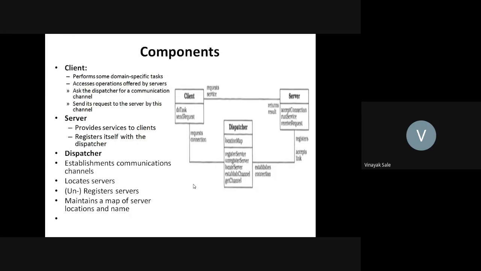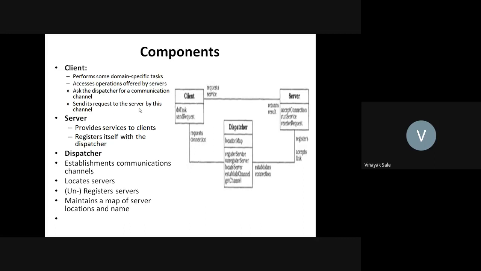Components: the client performs specific tasks and accesses operations offered by servers. It asks a dispatcher for a communication channel, and sends its request to the server by this channel. Then the server, which provides services to the client, registers itself with the dispatcher.